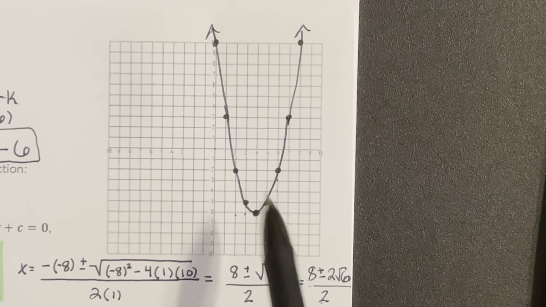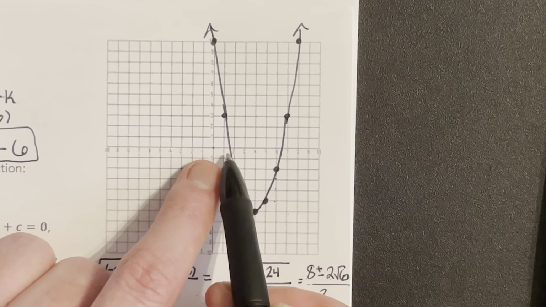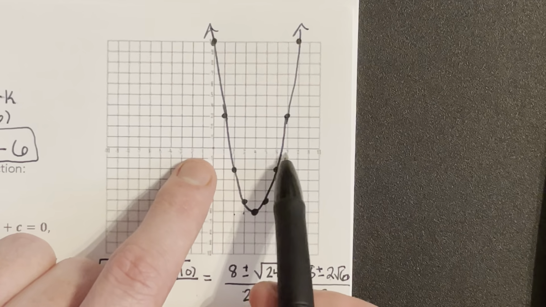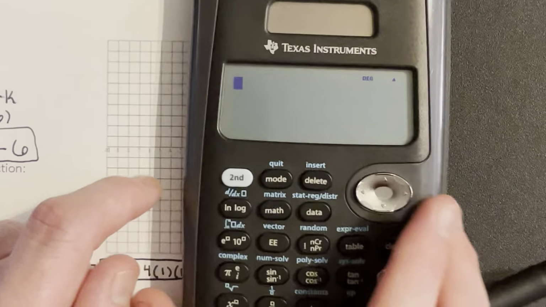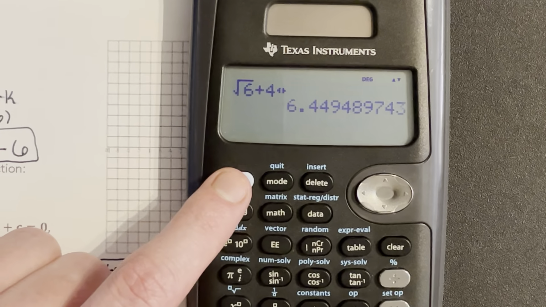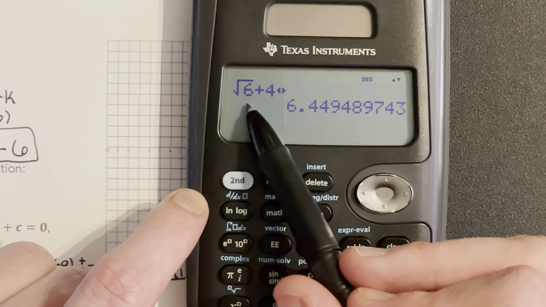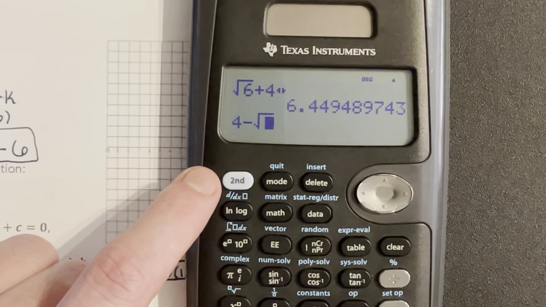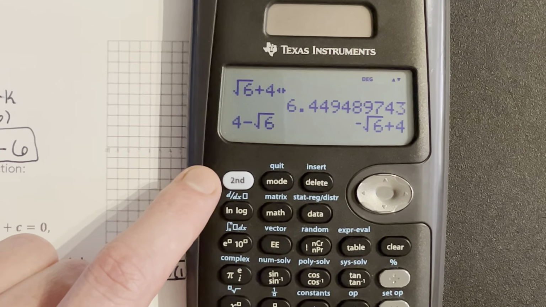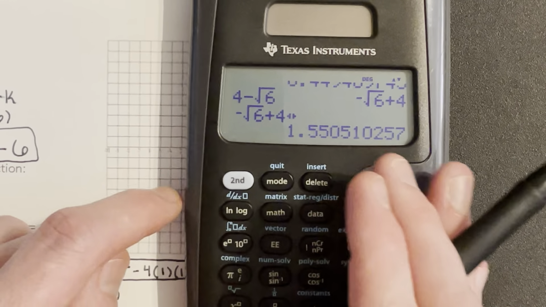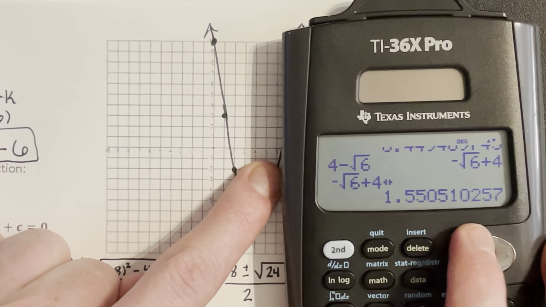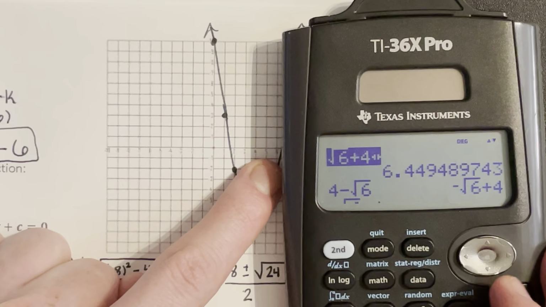But something you'll see is that it crosses the x-axis at some values between 1 and 2 and some values between 6 and 7. When we were finding those x-intercepts, we did 4 plus square root of 6 gave me 6.44. 4 minus the square root of 6 is 1.55. So it does cross between 1 and 2, 1.55, and between 6 and 7, 6.449.